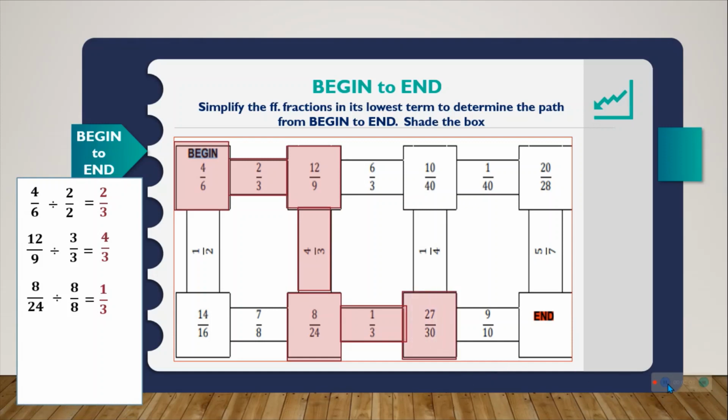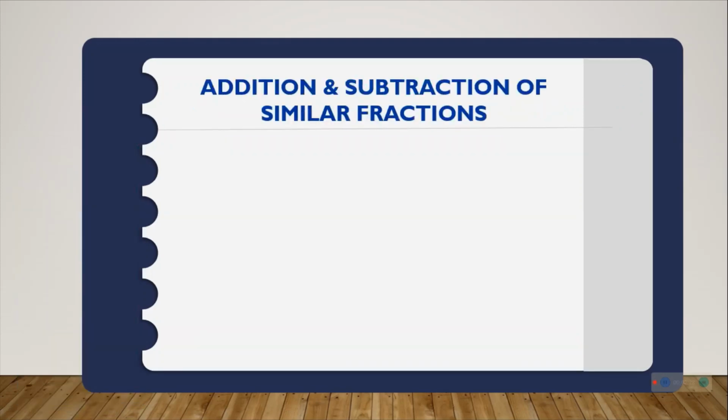Next, 27 over 30. So the LCD of 27 and 30 is 3. So 27 divided by 3 is 9, and 30 divided by 3 is 10. So the lowest term of 27 over 30 is 9/10. And then this is the end.